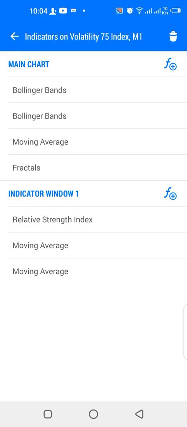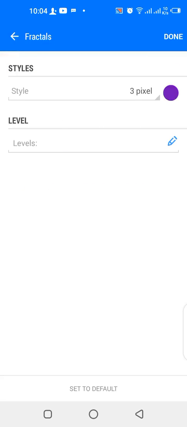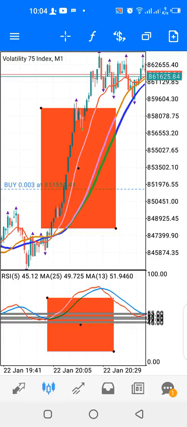Lastly, we have fractals on the main chart. Fractals, of course, is for identifying the point of price rejection. If the fractal arrow points upward, that means price has hit a point of resistance and it may fall. And if the fractal arrow is pointing downward, that means price has hit a point of support and it may go up. Okay, let's go to the main chart.